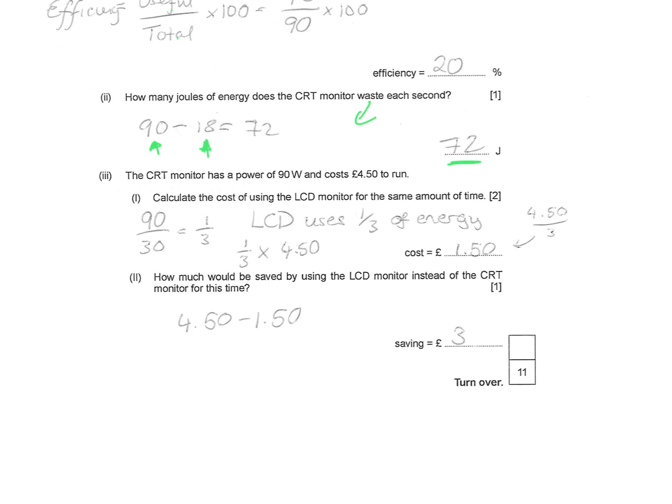Okay, so calculate the cost of using an LCD monitor for the same amount of time. So 90 is the energy that goes into the CRT monitor, 30 is the energy that goes into the LCD. So you're essentially saying that a third of the energy goes in, so it should cost a third of the price, which would give you 150. Okay, how much would be saved? So it's £4.50 to run the CRT monitor, it's £1.50 to run the LCD monitor, so £3 saving.